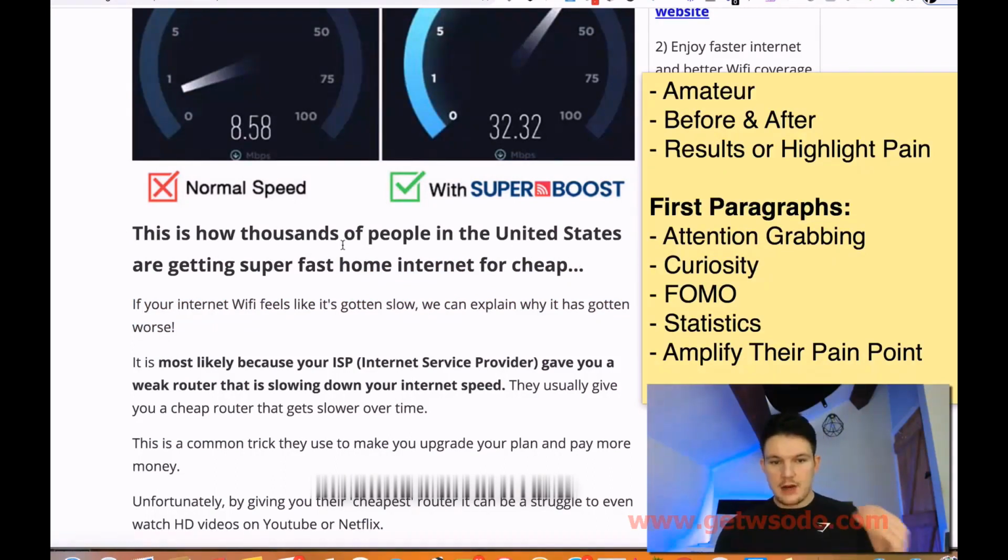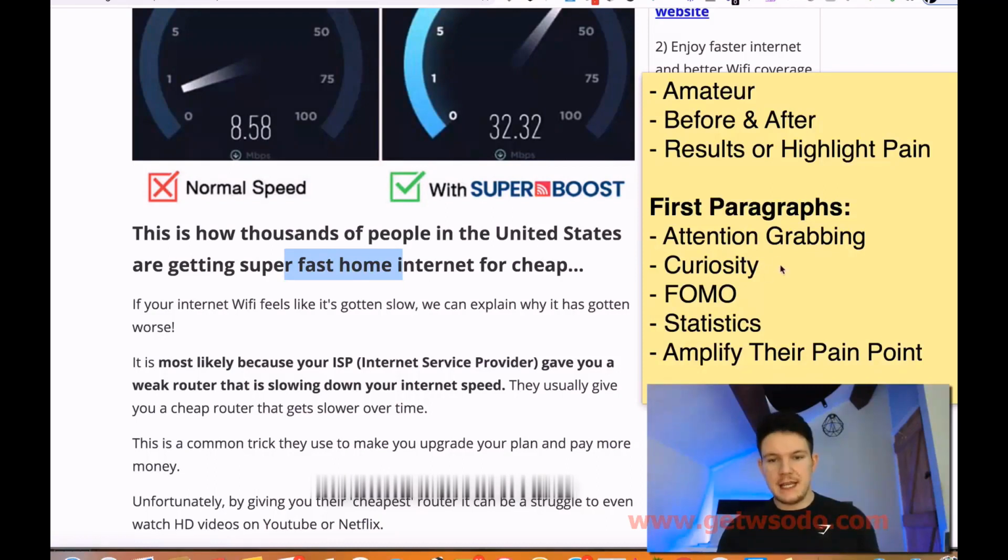We are grabbing their attention, and what we're doing is we're using FOMO, fear of missing out, because we're saying thousands of people in the United States are getting fast internet. So the person that's currently got this issue of slow internet, they're like, whoa, thousands of people are getting fast internet. Why am I not getting fast internet? I want to jump in on this. I want to read more. I want to find out what this solution is that everyone else has got.